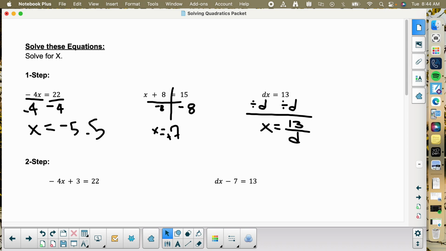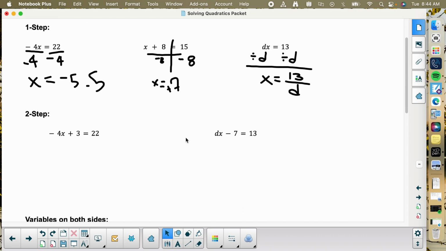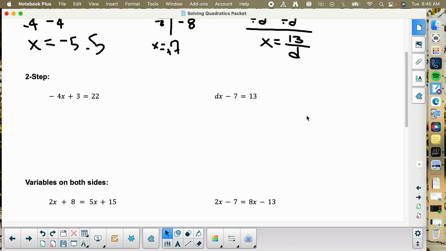Caleb, how did we approach all of those problems? How did we try to solve all of them? Okay, what you're saying is correct. How did we try to cancel things off to get x alone? We did the opposite. Perfect. You do the opposite of what's there to cancel it off. And that's what we've done all year. And we're going to be working our way up. So we did 2-step equations a couple months ago, I believe it was.